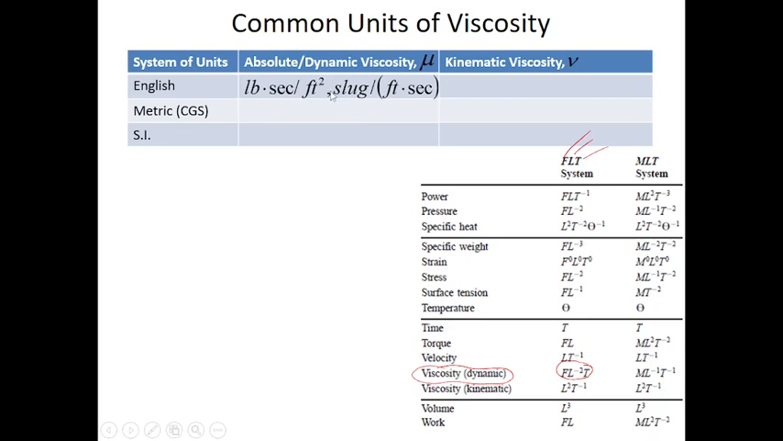Pound second per square foot. Ano ang pound? Force. Ano ang second? Time. Tapos meron siyang per square foot. Ano yung foot squared? Length squared. Kaya F, L negative 2, T. Okay, FL negative 2, T. No? So, yan ang unit ng absolute viscosity.